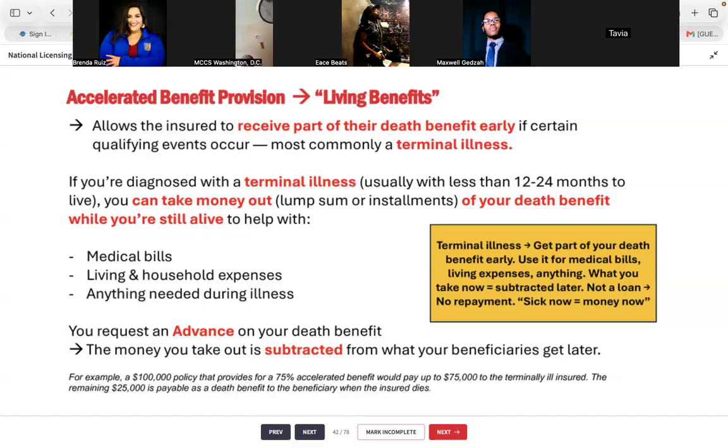Okay, so for example, if you have a $100,000 death benefit that provides for 75% accelerated benefits, you could get up to $75,000 if you're terminally ill, right? That means that the remaining benefit would go to your beneficiaries upon your passing.